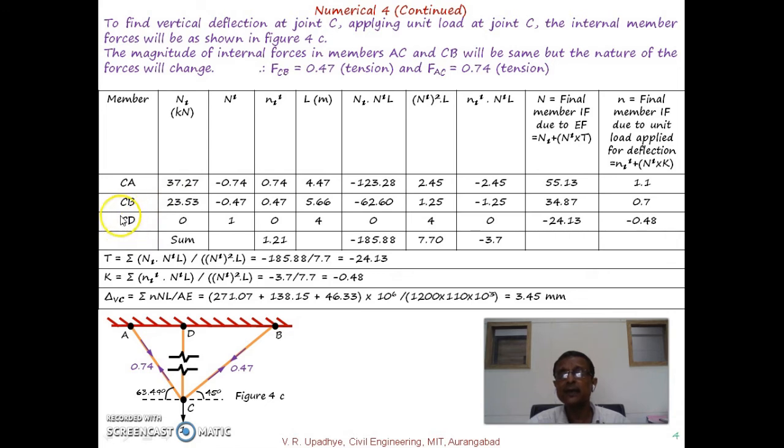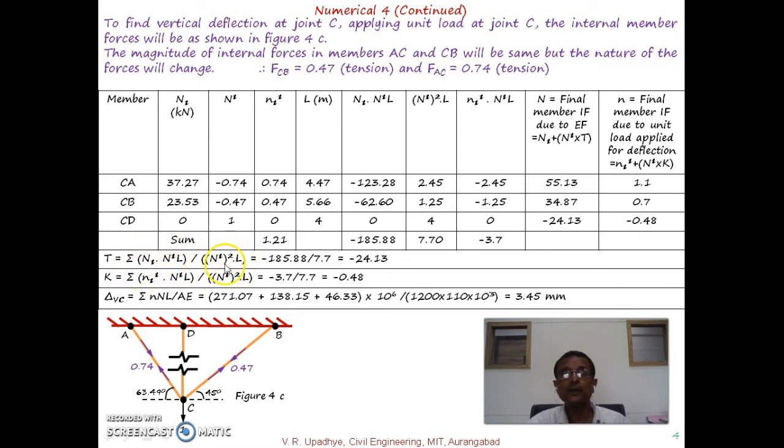Actually, the CD member is there in the given structure. So the internal member forces in the actual structure are required to be calculated, and they are given by this capital N1 plus this capital N dash multiplied with T. And what does that T stand for? T stands for summation N1 N dash L divided by summation N dash square L.